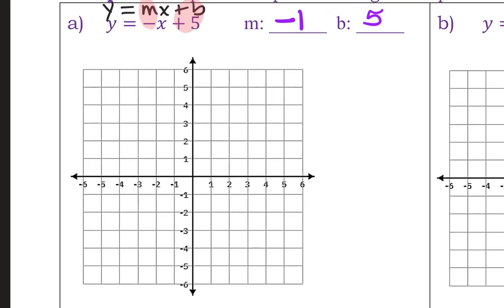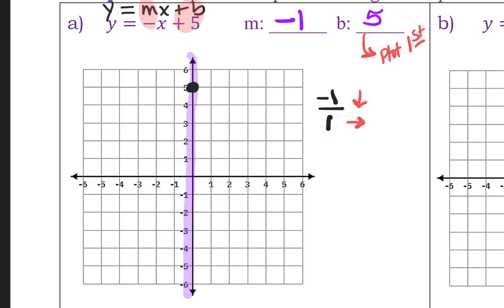All right, so if you need to, you're going to put plot first. That's the first thing you do. All right. So on the y-axis, this is your y-axis. You're going to go ahead and plot the 5 first. So I'm going to plot my 5 first. I'm going to plot it right there. Your slope is -1. So -1 over what? 1. Anytime it's a whole number, it's always over 1. All right, because it's a negative, I'm going to go where? Down, and then go to the right.